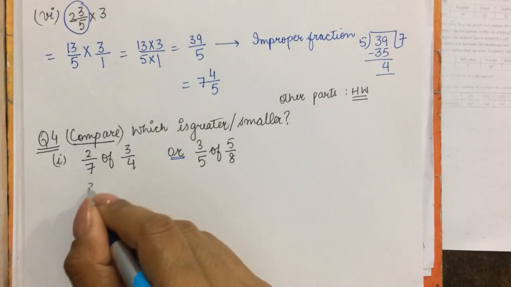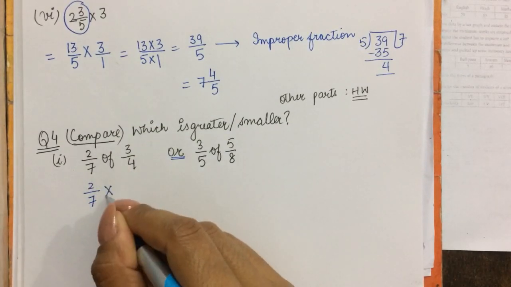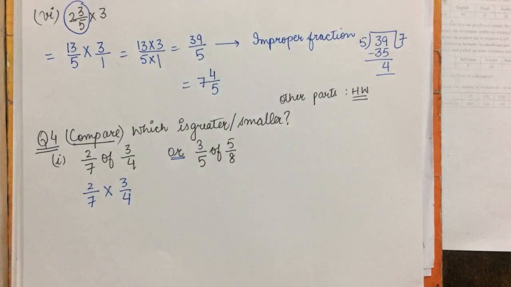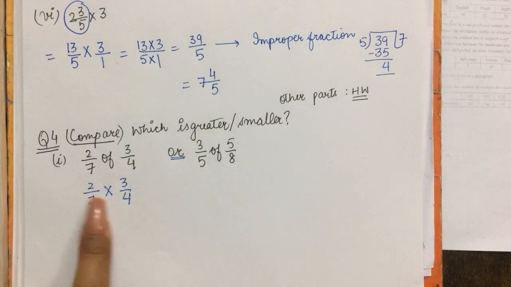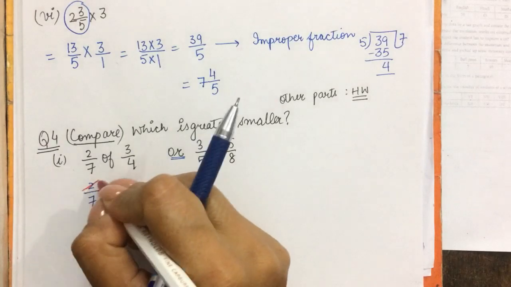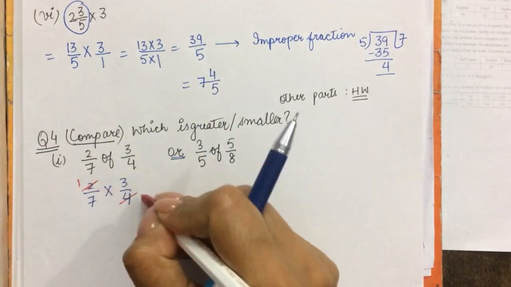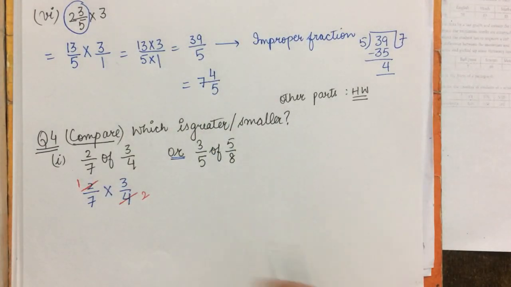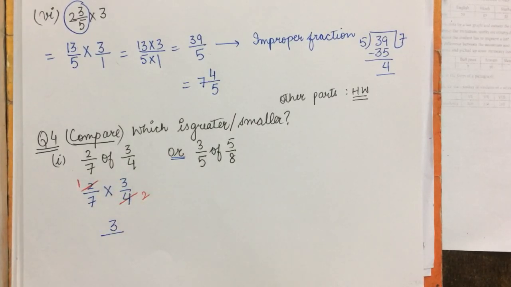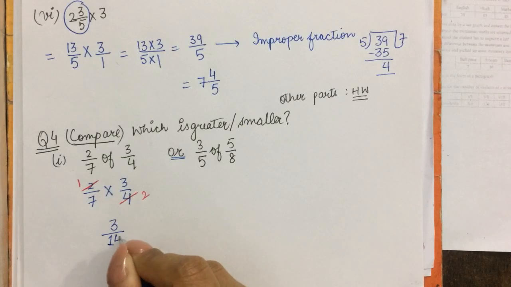So let's simplify. We already know OF represents multiplication. So 2 by 7 into 3 by 4. I'm going to cancel here 2 and 4. So 2 and 4 cancelled. 2 ones are 2. 2 twos are 4. On simplification, the numerators multiplied give me 3. The denominators multiplied give me 14.